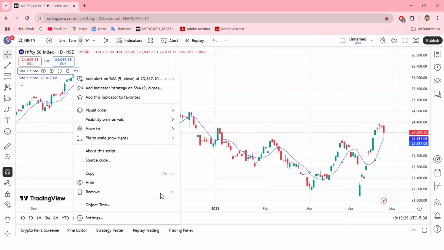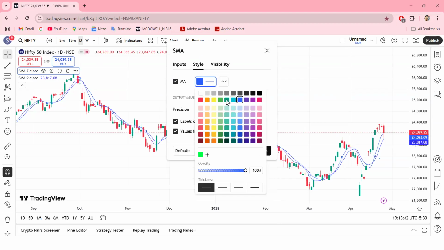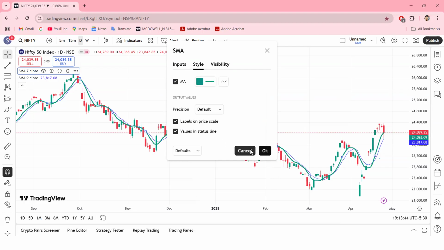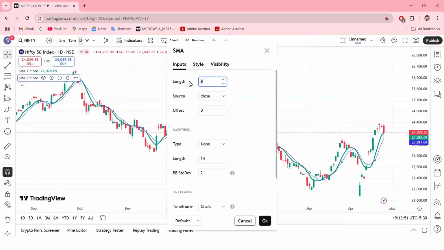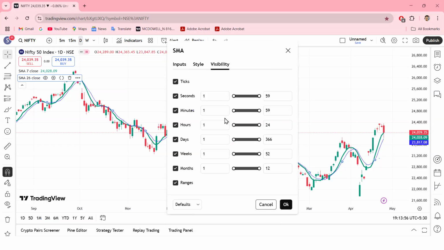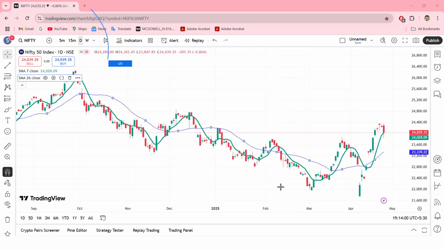Firstly, I have to change the length of this moving average. How can I change it in the inputs? You have the option of length. You can just type the 7 and this is the fastest one. So we can make it green color because whenever it crosses, we'll simply buy. And here I can choose the 26 moving average. Source will be the closing price only, and you can make the line visibility blue. So now you can see that I have simply chosen the 7 and 26.